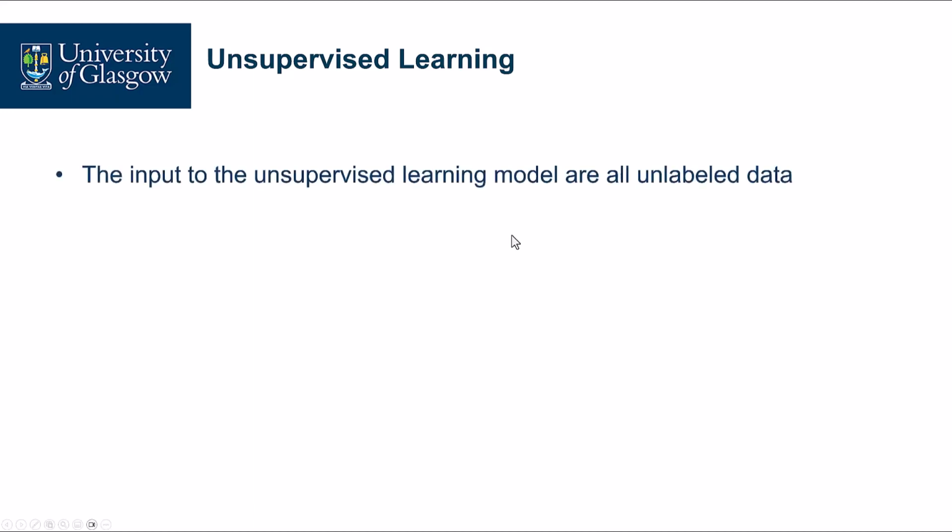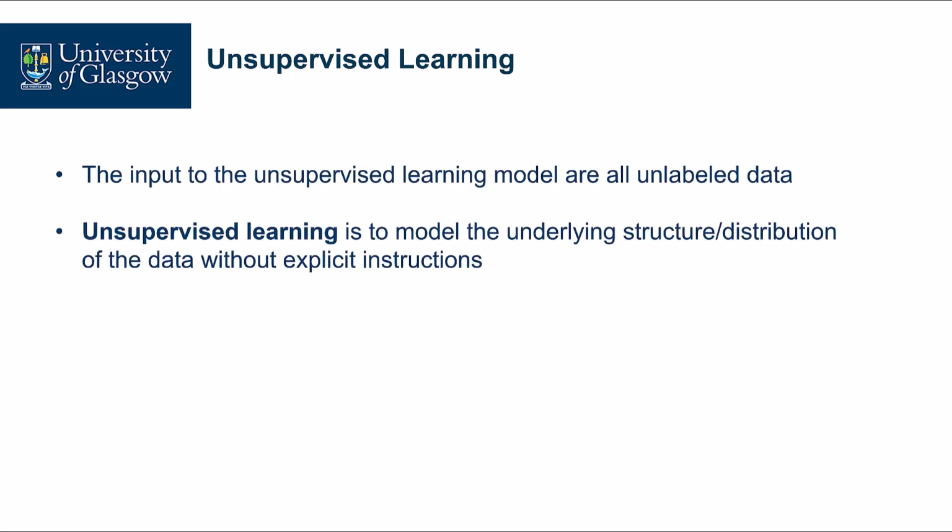In unsupervised learning, all that we provide is unlabeled data. There are no labels, which means there are no instructions. So the unsupervised learning algorithm models the underlying structure or distribution of the data without guidelines. In this course, we mainly focus on supervised learning. For unsupervised or semi-supervised learning, we only provide the very basic knowledge.